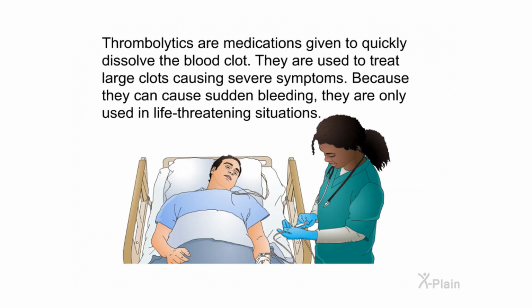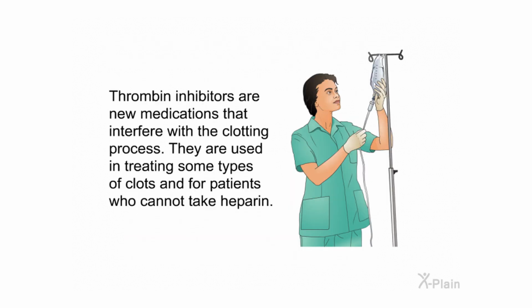Thrombolytics are medications given to quickly dissolve the blood clot. They are used to treat large clots causing severe symptoms. Because they can cause sudden bleeding, they are only used in life-threatening situations. Thrombin inhibitors are new medications that interfere with the clotting process. They are used in treating some types of clots and for patients who cannot take heparin.